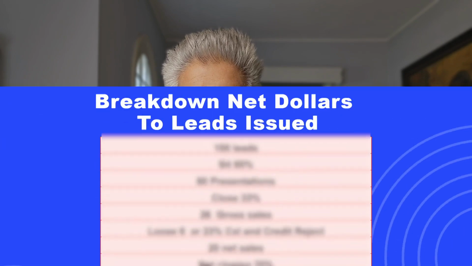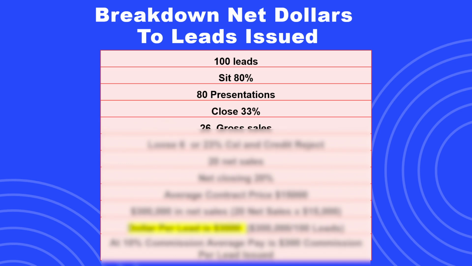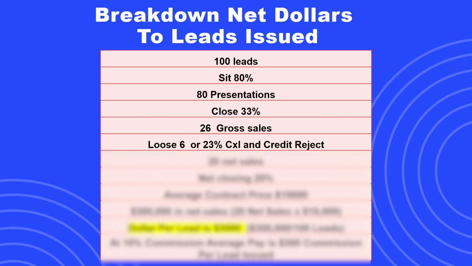Here's how it normally works. Say you get 100 leads and you sit 80%, you do 80 presentations. Now if you close 33% of those, you'll have 26 gross sales. If you lose 6, or 23% of that, due to cancels and credit rejects, you'll end up with 20 net sales. So your net closing would be 20%. That's the 20 sales out of the 100 leads you got to start.